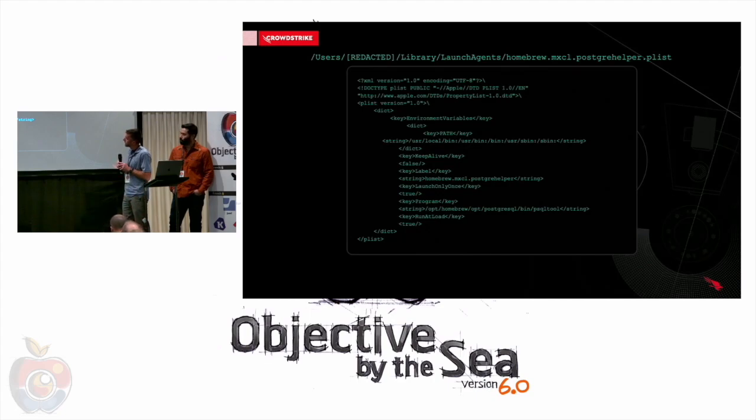But then, interestingly, the keep alive key is always set to false in these plists that we've seen, which seems a bit unique. If the implant were to get killed, it wouldn't try and restart. But that's something that they typically do.